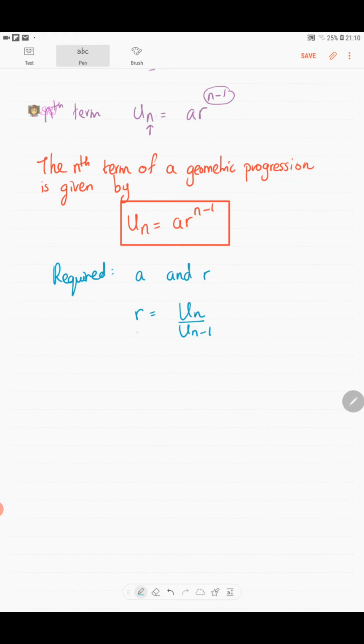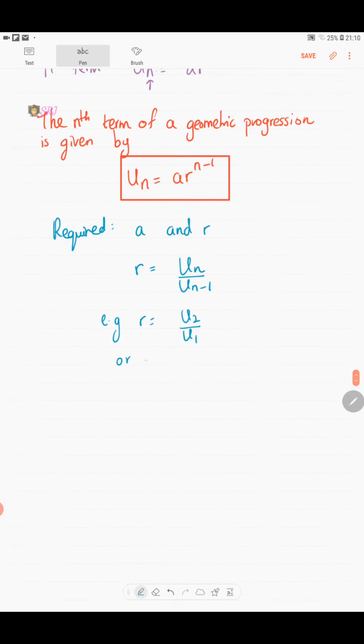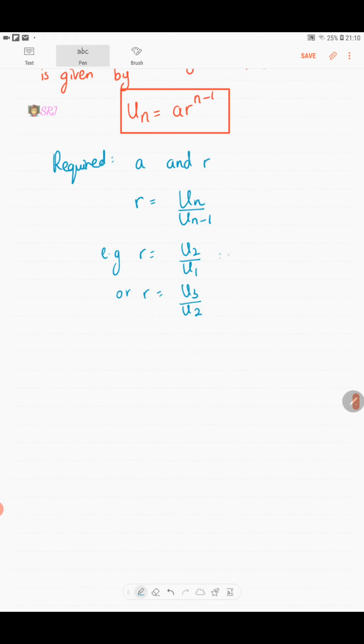And the common ratio r can be easily obtained by taking u_n divided by the preceding term, that is u_(n-1). For example, we can take the second term and divide by the first term, or we can take the third term divided by the second term. So here it is second term over first term, here third term over second term.